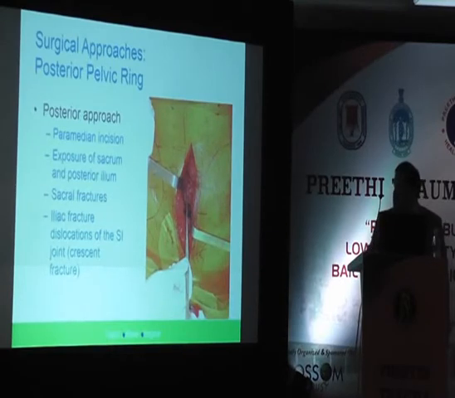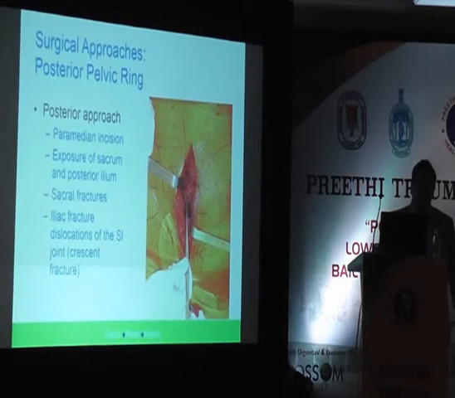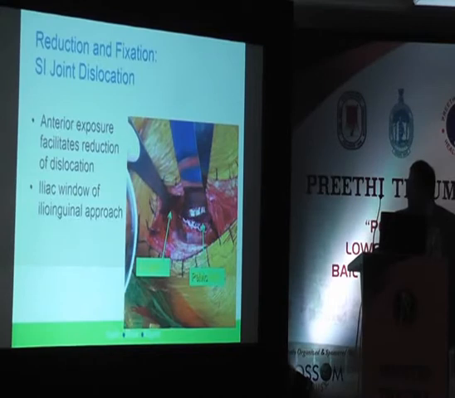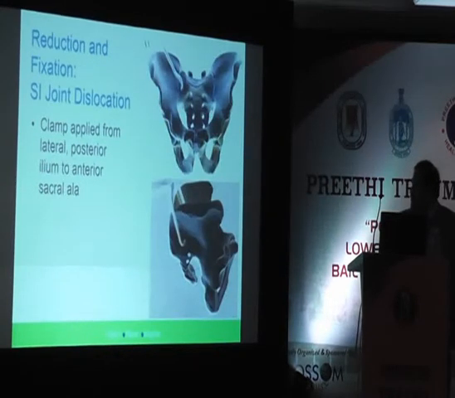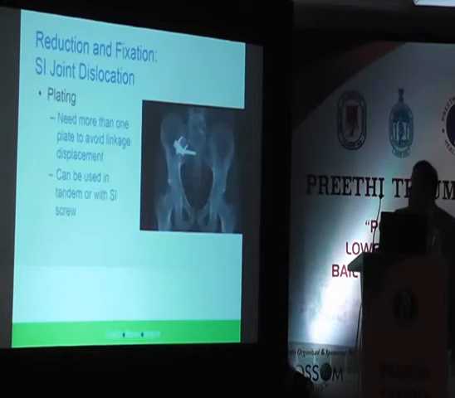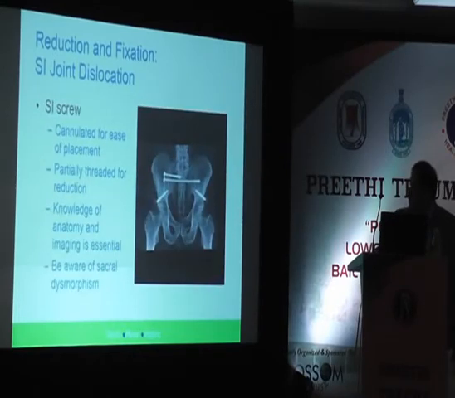And of course, a posterior approach can be done, but it's good for a crescent fracture, but not good enough for a simple sacroiliac disruption. Okay, so that's the anterior exposure showing the fixation. How do we maneuver? We can actually put a clamp on the iliac crest and maneuver, or we can use a lever to get it back in place, and that's a fixation. Actually, we have used a single plate and an iliosacral screw here, or we can use an iliosacral screw across.